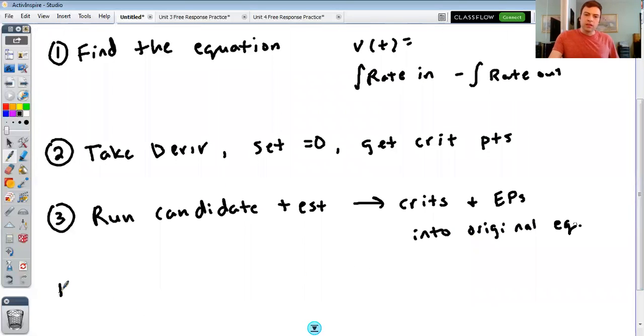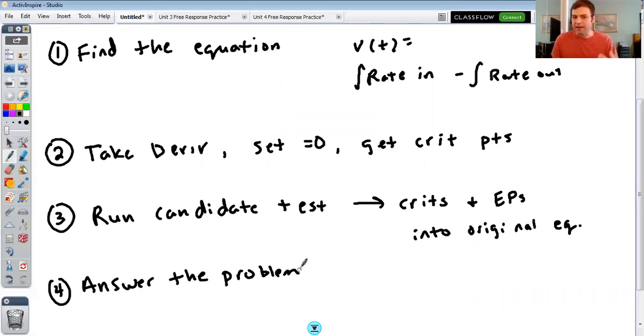And then finally, answer the problem. Does it want to know the time when the maximum occurs? Does it want to know the maximum amount of water? Just make sure you answer the problem with correct units to get all your points. And that's it. When you think about optimization, I feel like that really simplifies it and will help you focus on it on the AP exam.